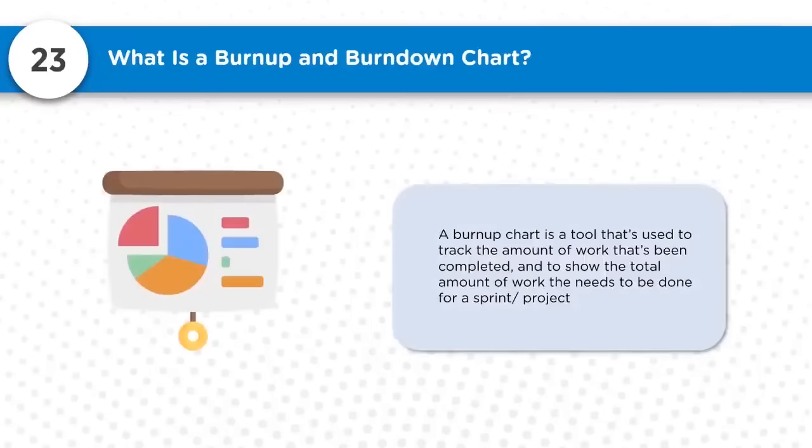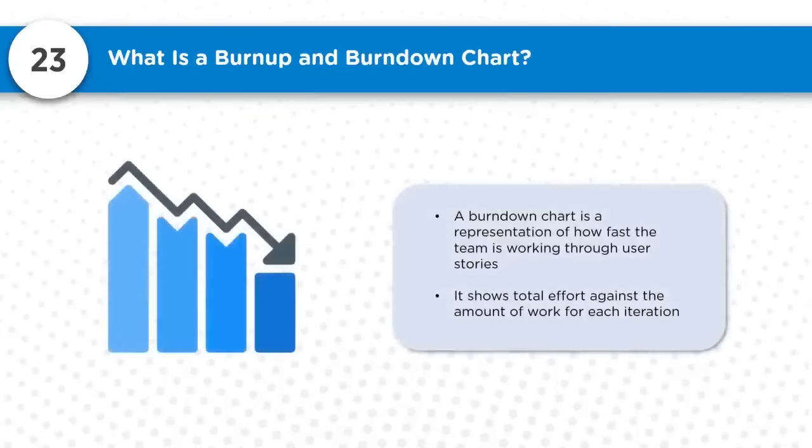What are burn up and burn down charts? Generally when we say chart, it is a graphical representation. A burn up chart is a tool that is used to track the amount of work that has been completed. So it is a bar chart. The height of the bars keeps increasing in a burn up chart based on what is completed, which will show the total amount of work that needs to be done for a sprint or a project. Each of the bars keeps increasing in height as the number of things delivered increases. Burn down charts are, again, a graphical representation, a bar chart.